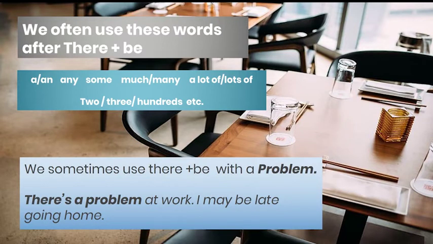Okay, we sometimes use there plus be with a problem. We normally say, there's a problem at work. I may be late going home. There's a problem in town. That's why there's traffic.